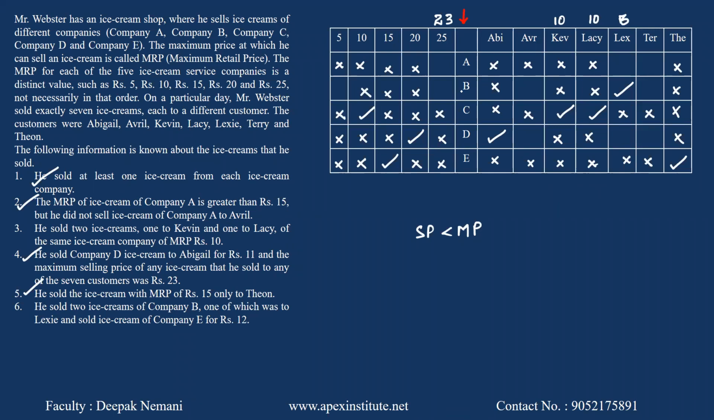So the MRP of company B is 5 and that of A is 25. So the left hand side table was complete. So he sold ice cream of company A to Eric and ice cream of company B to Abram, and this completes the set.